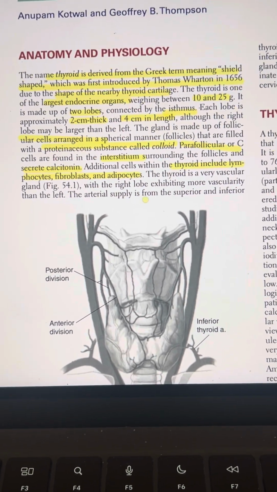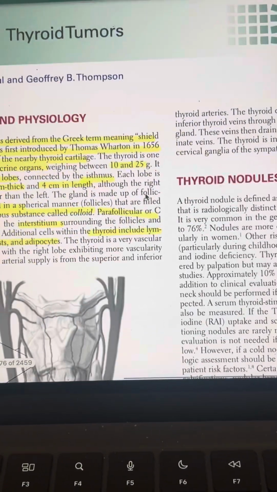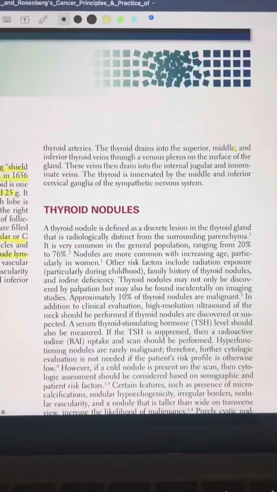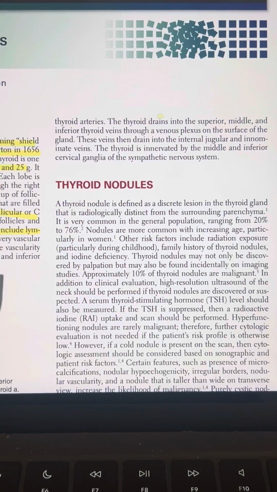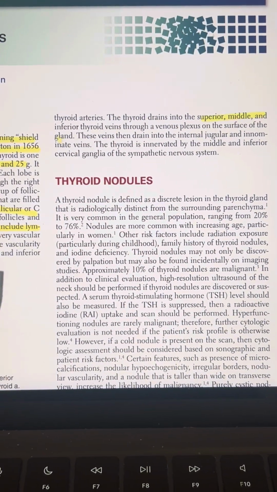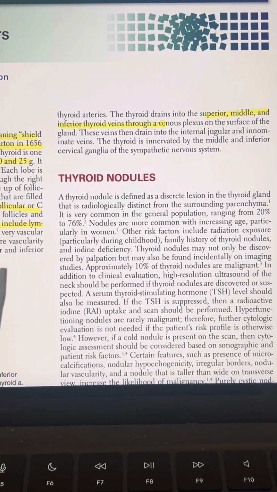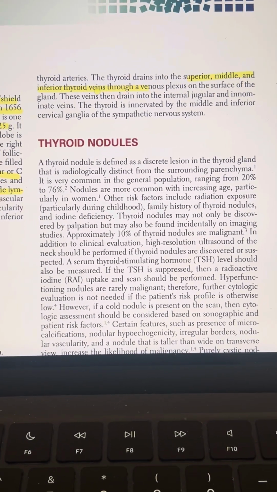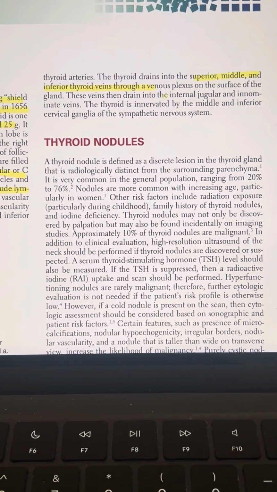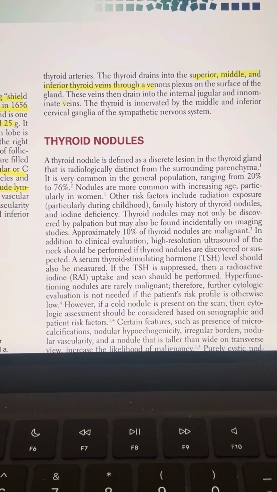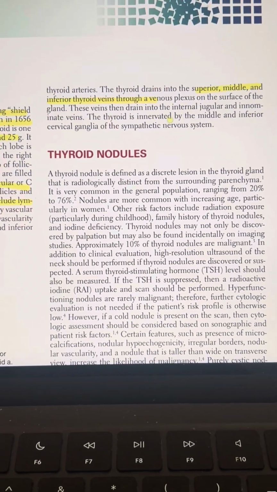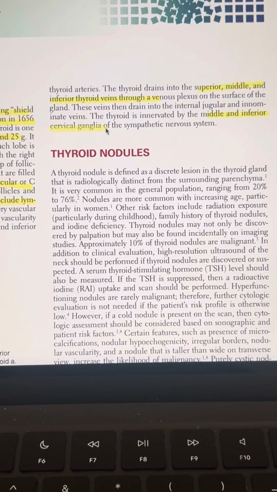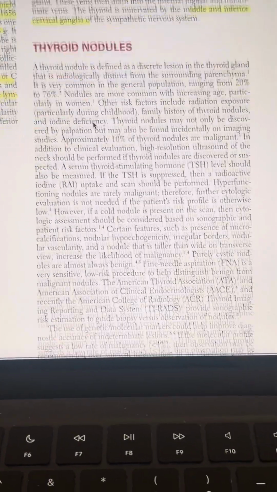The thyroid is a very vascular gland, with the right lobe exhibiting more vascularity than the left, and the arterial supply is from the superior and inferior thyroid arteries. The thyroid drains into the superior, middle, and inferior thyroid veins through the venous plexus on the surface of the gland, and these veins then drain into the internal jugular and innominate vein. Thyroid is innervated by the middle and inferior cervical ganglia of the sympathetic nervous system.